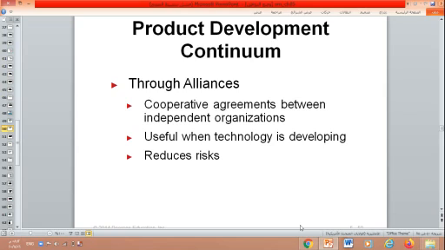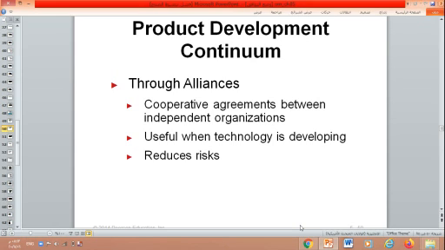What do you mean by the strategic alliance? It means cooperative agreements between independent organizations. So when new products are central to the mission, but substantial resources are required and sizable risk is present, then the strategic alliance may be a good strategy for product development. What are the benefits of strategic alliance strategies? It is useful when technology is developing, and it also reduces the risks.